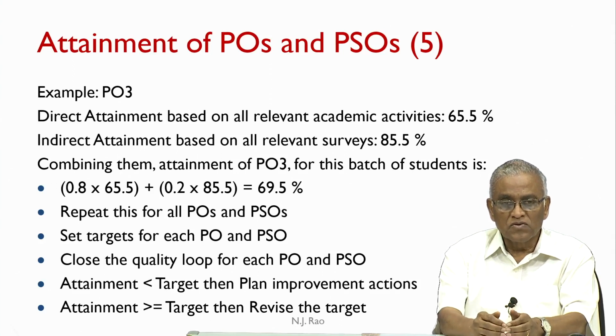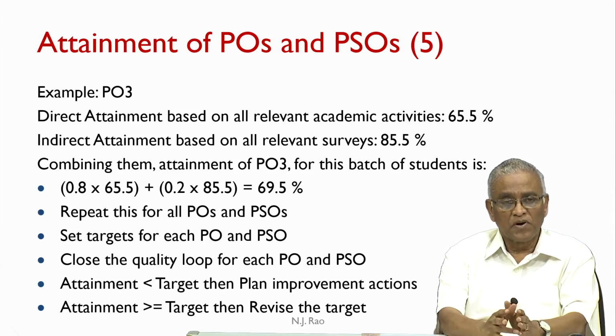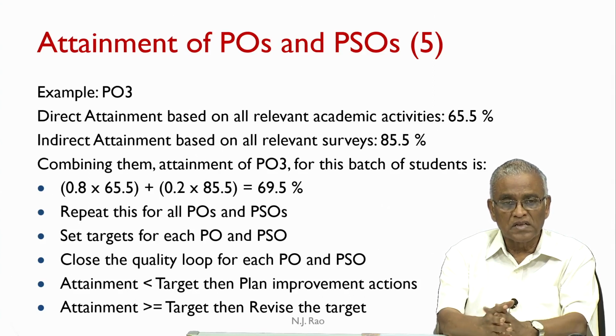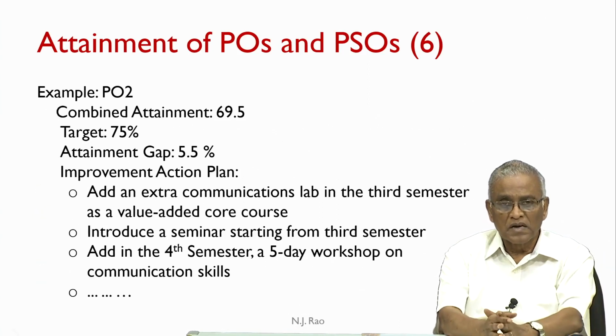And once again you set the target. This target, as we said, has a maximum of 1. I can set my target for a particular PO as 0.7, 0.6 or sometimes even 0.2. It does not matter. You set your target for that, and if attainment is less than the target, then plan improvement actions. If attainment is greater than or equal to the target, then revise the target. The same process that we followed for closing the loop around COs.